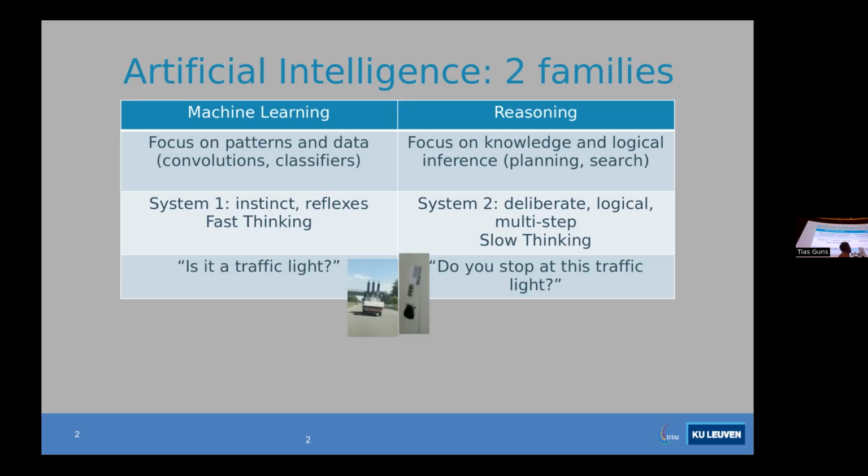The other big family of techniques within AI are reasoning techniques, which has a focus more on knowledge, on expressing knowledge, on reasoning with that knowledge, logical inference, planning, search, and support. This is typically called system two. So it's slow thinking, it's more deliberate, multi-step, and logical. It's not so much about recognizing something, but how you are going to act upon it, not just now, but also looking forward into the future.